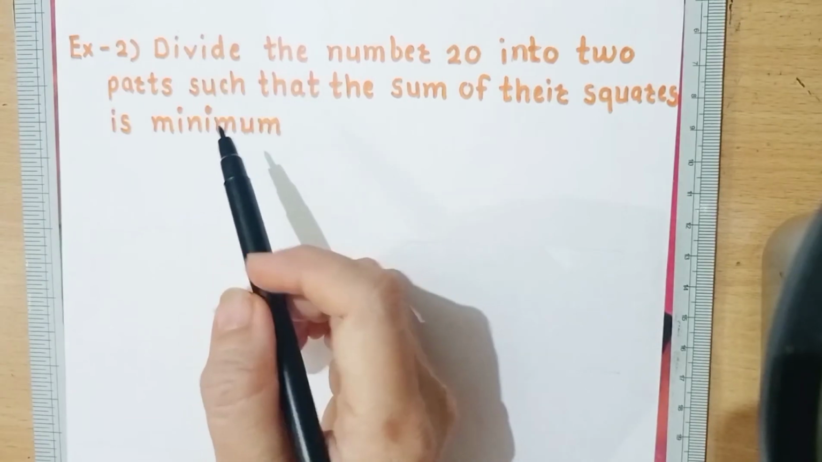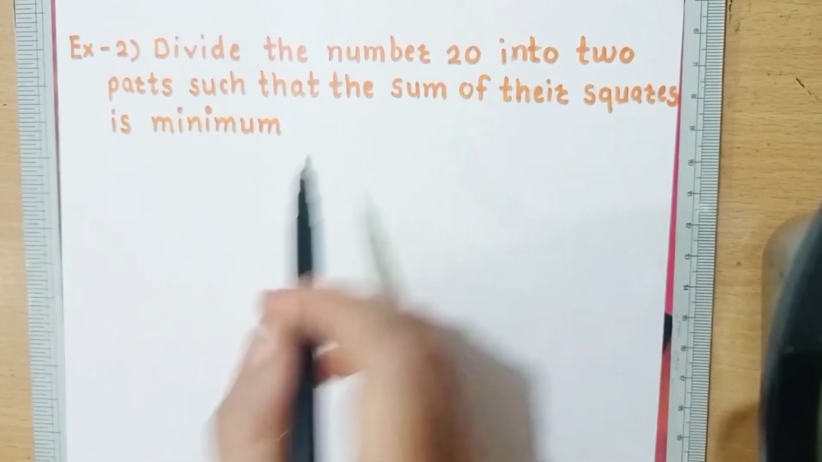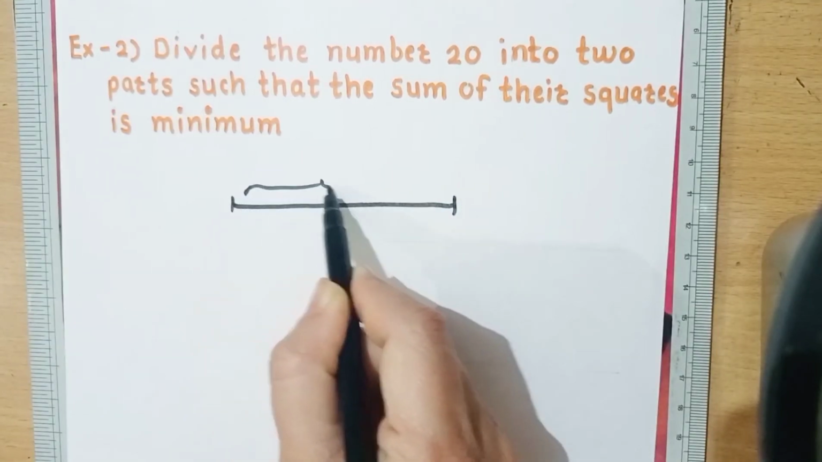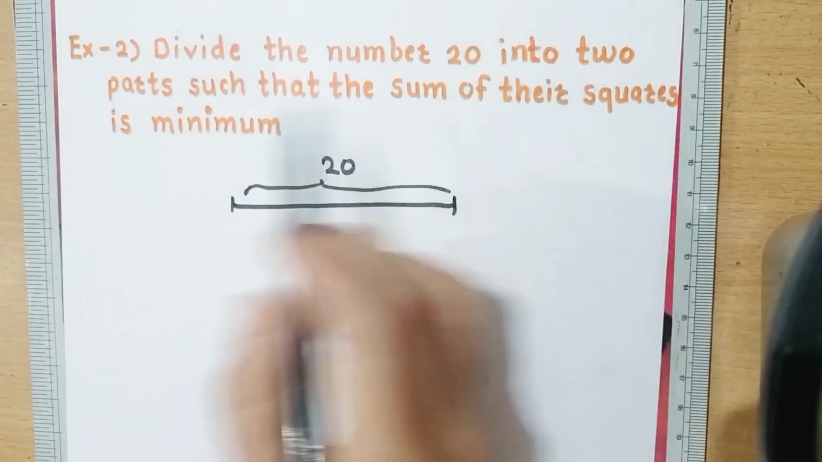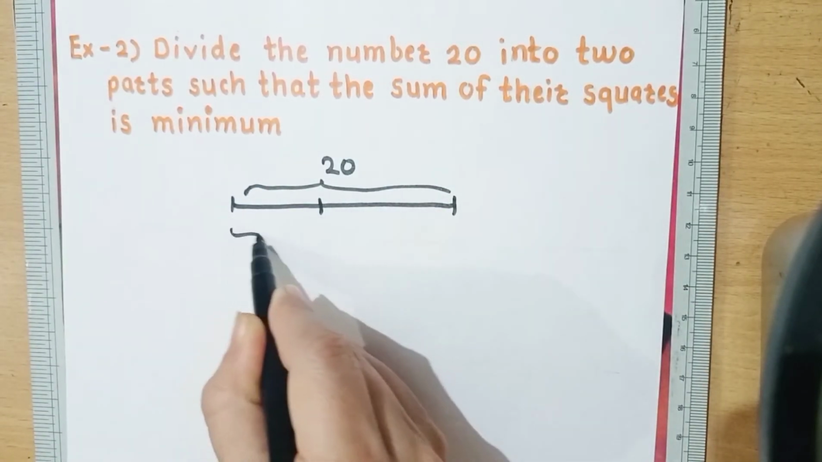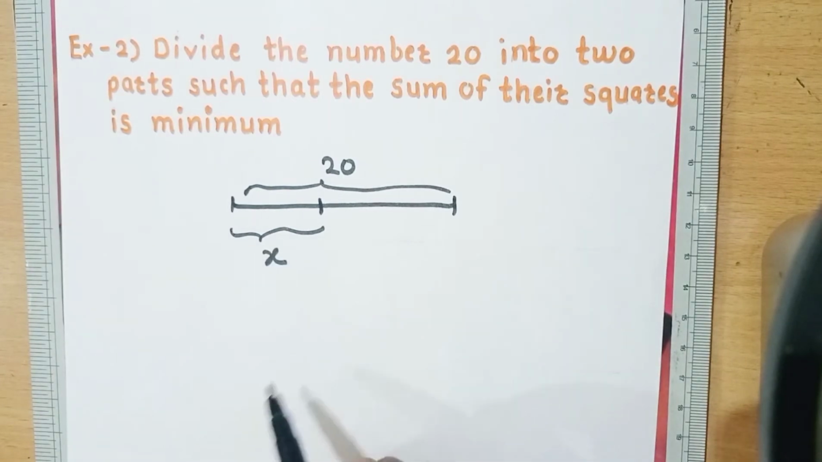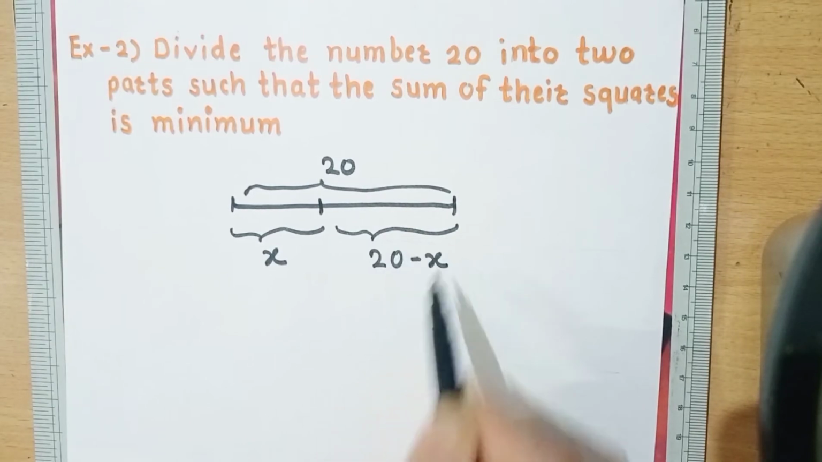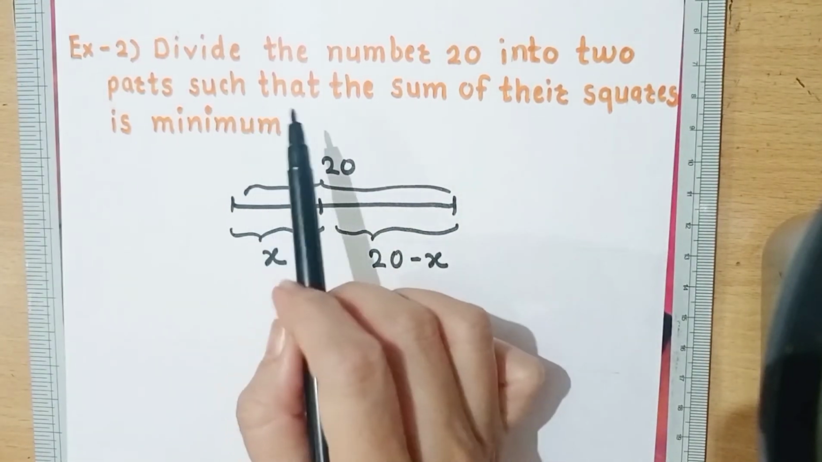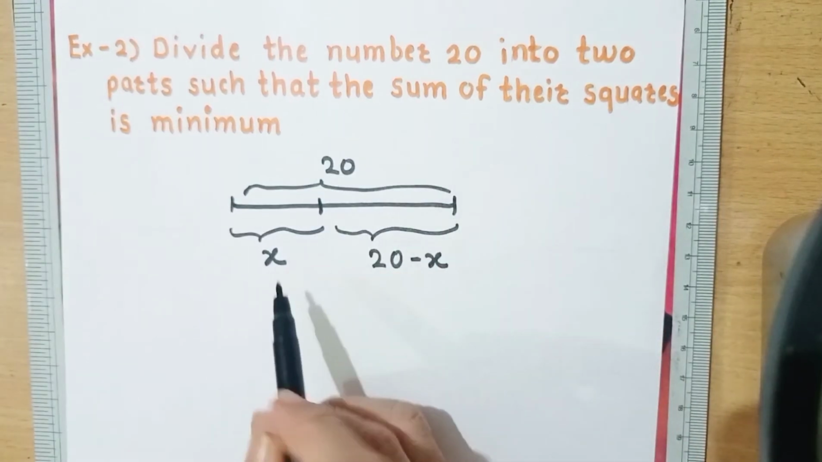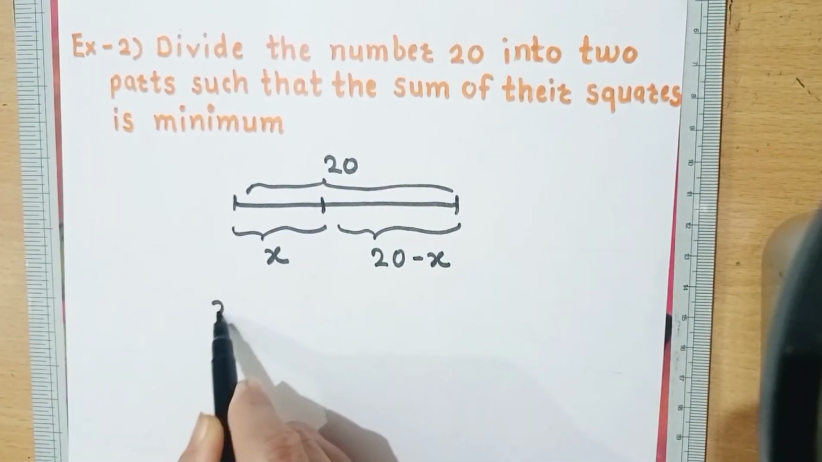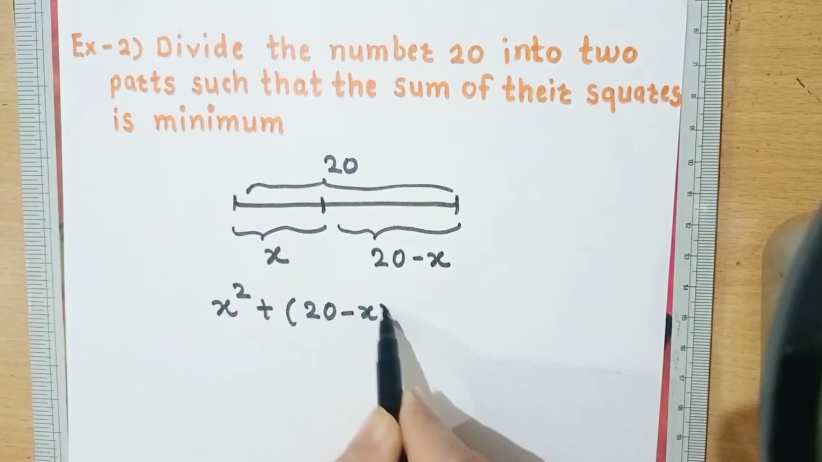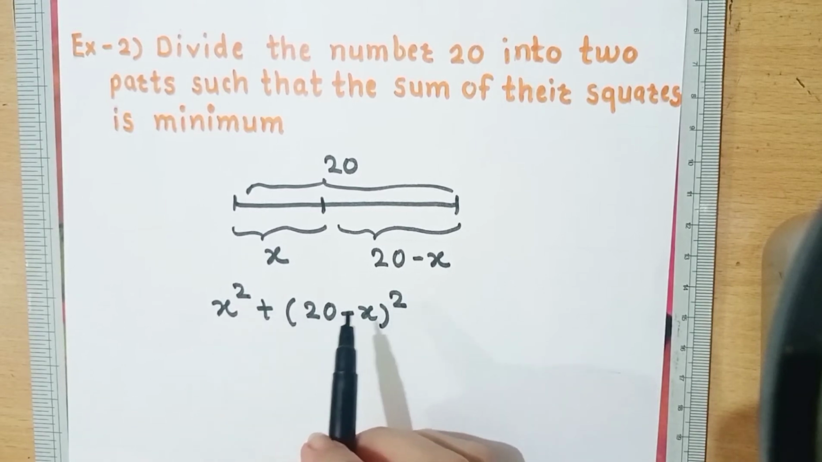Now let's solve the second example, and here divide the number 20 into two parts. So let the first part be x, and so the second part must be 20 minus x, such that the sum of their squares, so its square is x square and this is 20 minus x square, means the sum of these two squares.